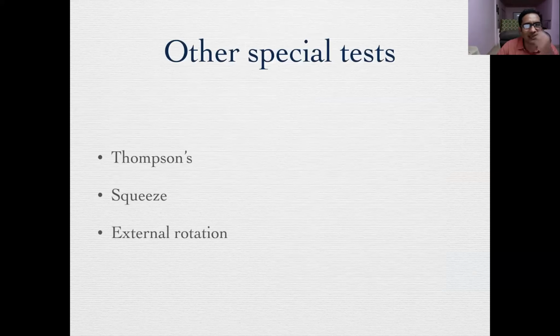Some other tests I've added could be situation specific. The Thompson test is for rupture of the tendo Achilles. The squeeze test is also there. The squeeze and the external rotation tests are done for syndesmotic injuries. So you dial the foot in external rotation, and there is typically syndesmosis pain, because this is again one of the missed injuries that you get. What people treat as an ankle sprain actually is a syndesmotic sprain. So the external rotation tells you where the pain is and localizes the pathology.